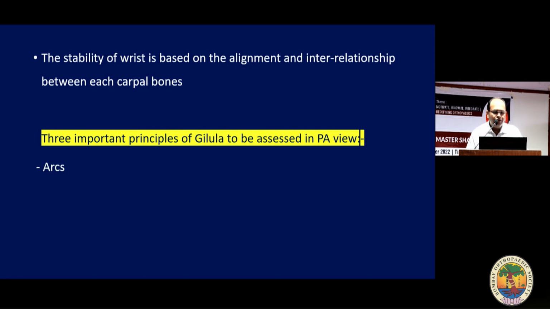Now, the stability of the wrist is based on alignment and interrelationship of the carpus, and there are three important principles of Gilula that we usually see in the posterior anterior view. Number one is arcs, second is spaces, and third is parallelism. We need to see these three things on the posterior anterior view of the X-ray when we are thinking about managing perilunate dislocations.